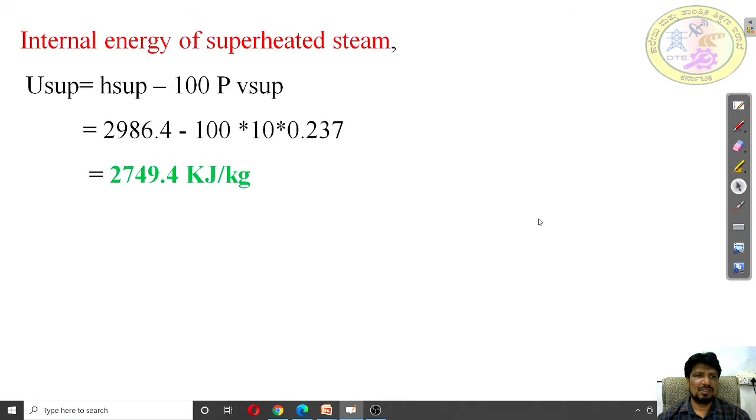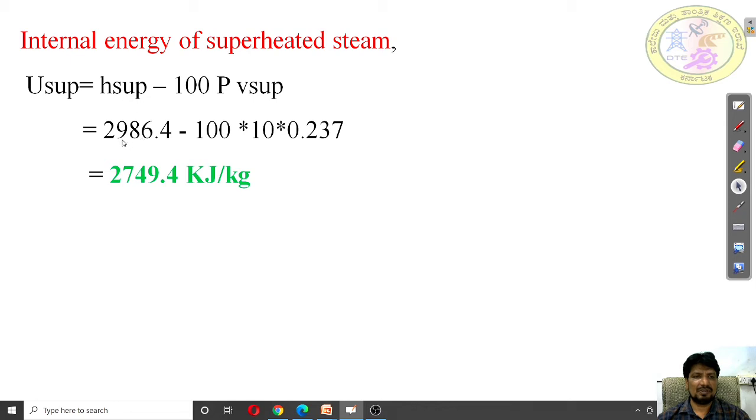Now calculate the internal energy of superheated steam. Next one is to calculate the internal energy of superheated steam. Here we know the formula: U of superheated is equal to H minus W. H is the enthalpy at superheated, minus 100 P into V of superheated. We already calculated the enthalpy when it is superheated.